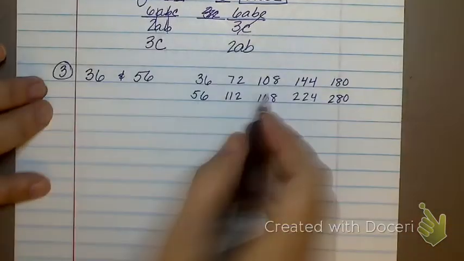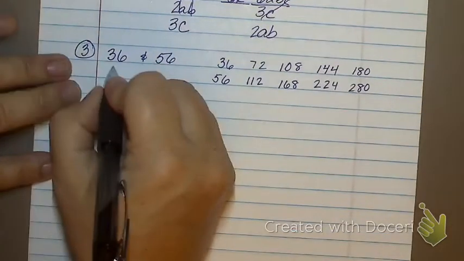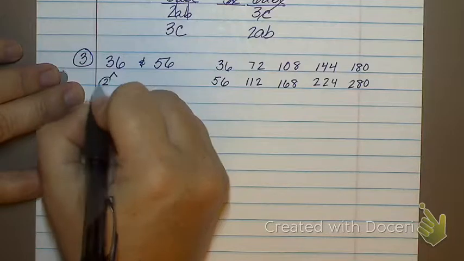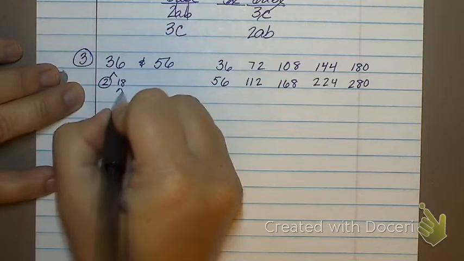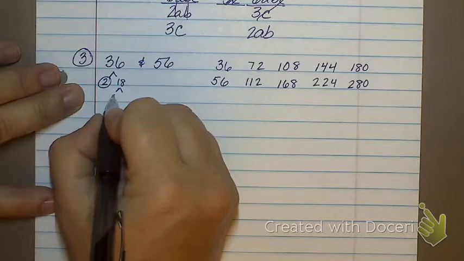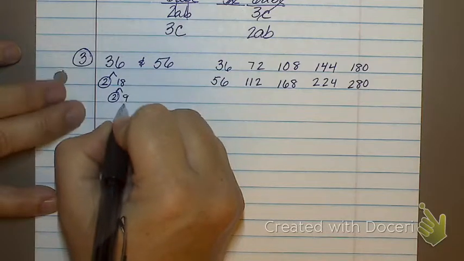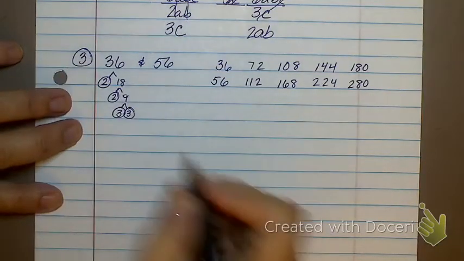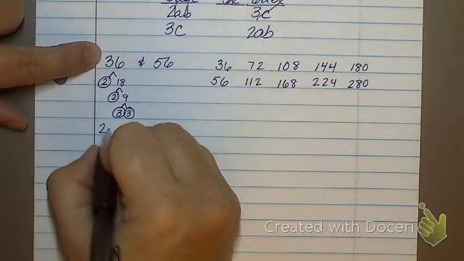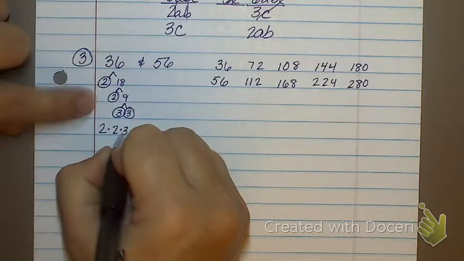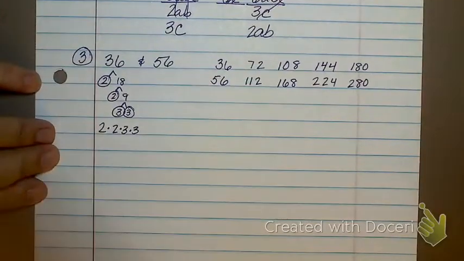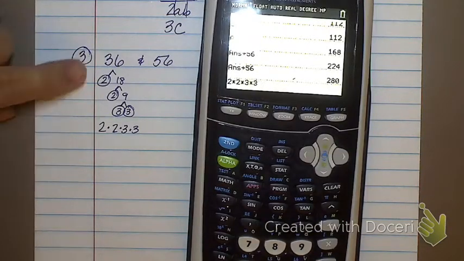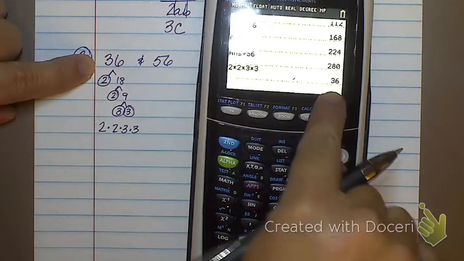Well, let's do an easier way. Let's start with our factor tree. 36 is what? 2 times 18. I like to do 2's because they're easy. 2 times 9, 3 times 3. So in other words, 36 is the same as 2 times 2 times 3 times 3. Would you agree? 2 times 2 times 3 times 3 is the prime factorization of 36.